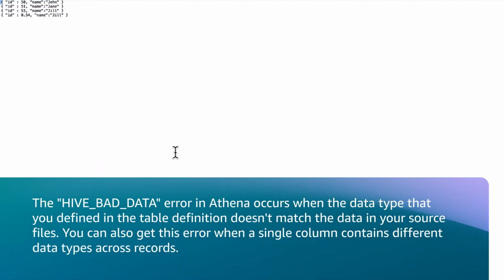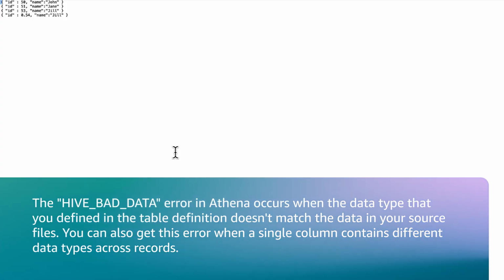The HIVE BAD DATA error in Athena occurs when the data type that you defined in the table definition doesn't match the data in your source files. You can get this error when a single column contains different data types across records. Let's go through some examples to understand how to resolve this issue.